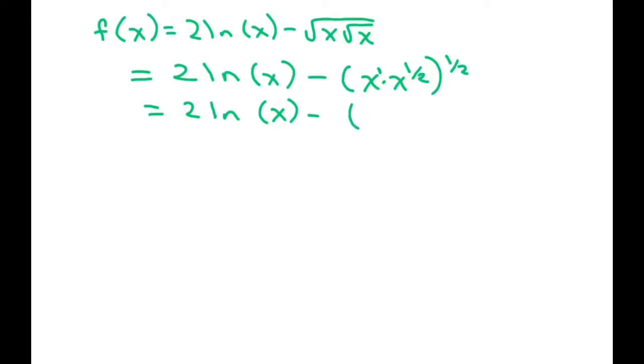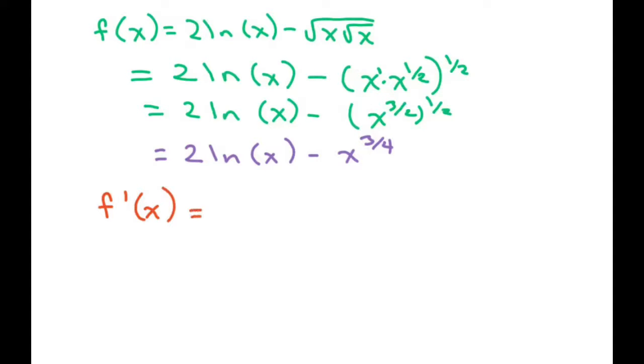and I'm going to combine these. So 1 plus, I'm going to use my product property for exponents. 1 plus 1/2 is 3/2 to the 1/2. Then I'm going to use my power property. That's going to be minus x to the 3/4. Now we're ready to take the derivative.